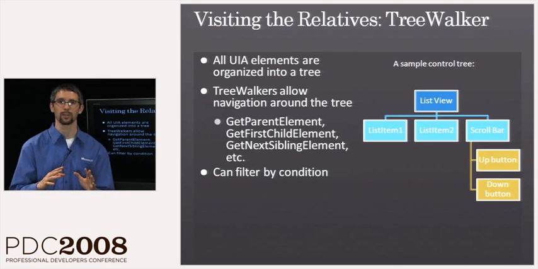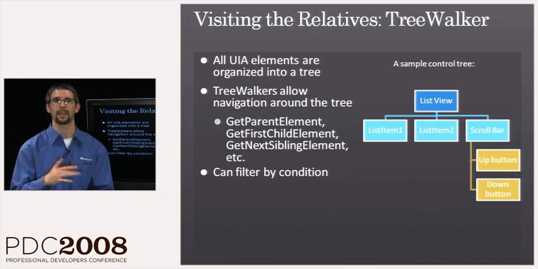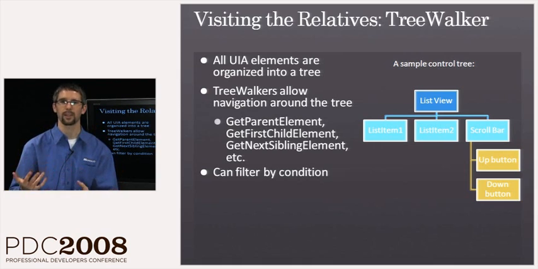If you had a list view control, that list view control has a node that represents the whole control, and then it has child elements. So each item in the list view would be a child. I showed list item 1 and list item 2. There's probably a bunch more. And then if it's a scrolling list view, it would also have a scroll bar child. And that scroll bar child would have its own children, the up button and the down button, and the other parts of that control. So everything's organized into this great big tree. And tree walkers let you navigate around the tree.